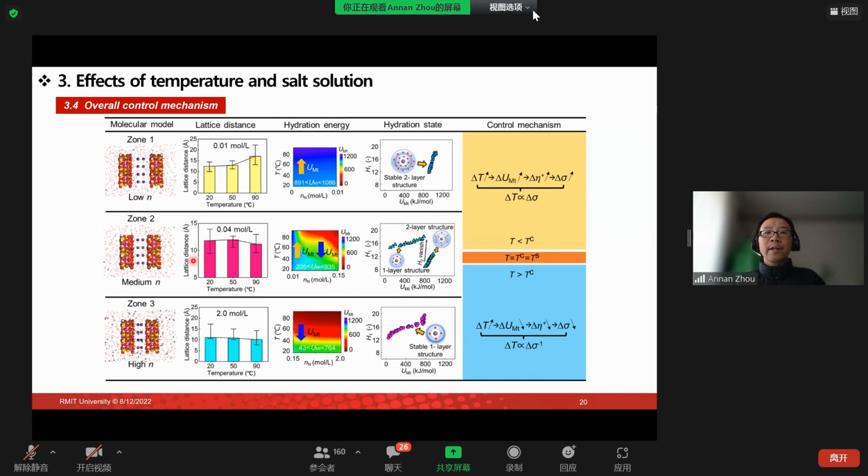In zone 3, the interlayer cations can maintain a stable 1-layer hydration structure. So the hydration energy of the montmorillonite governs the swelling of the montmorillonite again. With the increase of the temperature in zone 3, the hydration energy of montmorillonite decreases. Therefore, the swelling pressure decreases with the rise of the temperature.